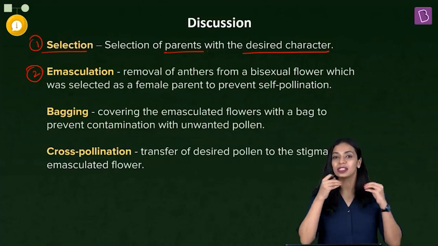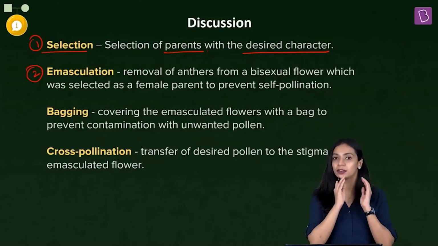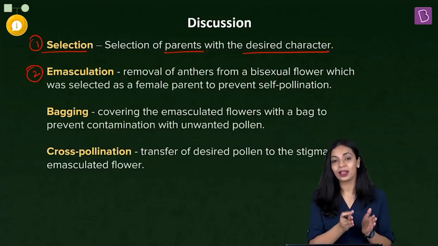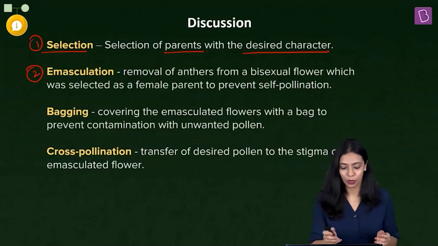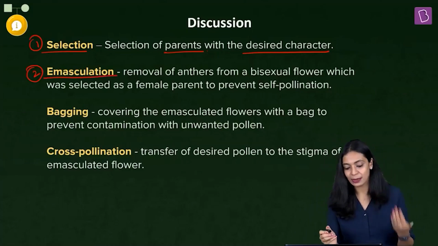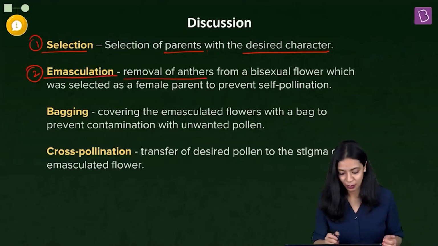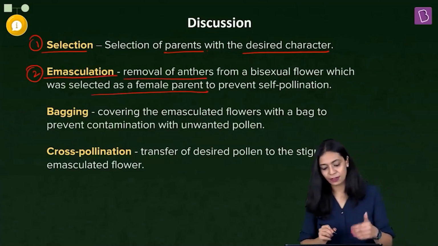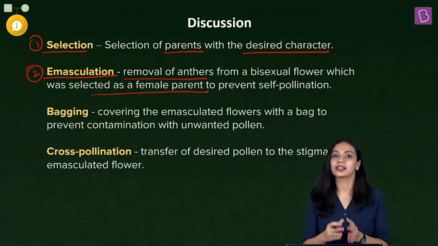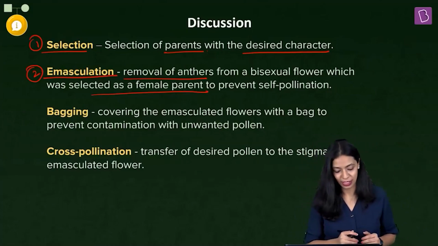So when we remove the stamens from the plant which is designated as the female, the process by which the stamens are removed is referred to as emasculation. So anthers are removed from a bisexual flower which is selected as the female parent. Why do we do this?